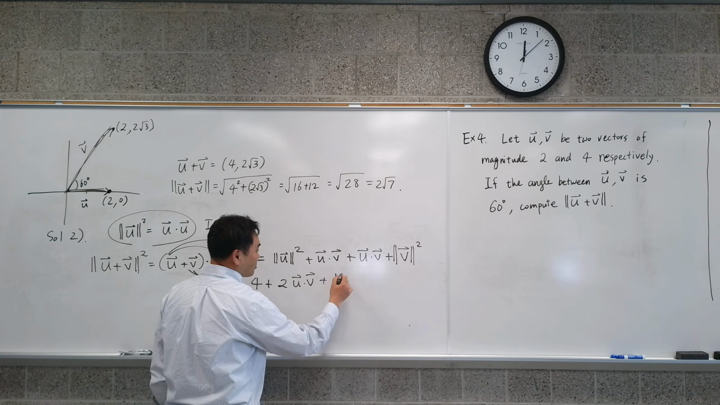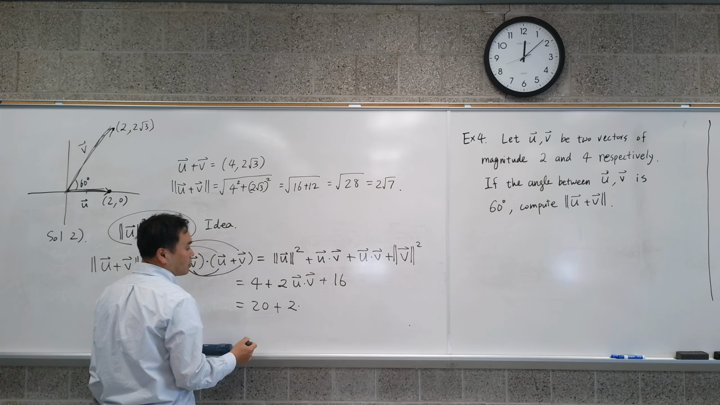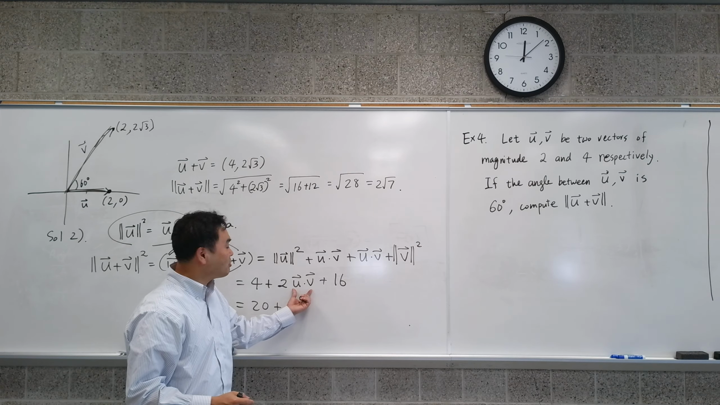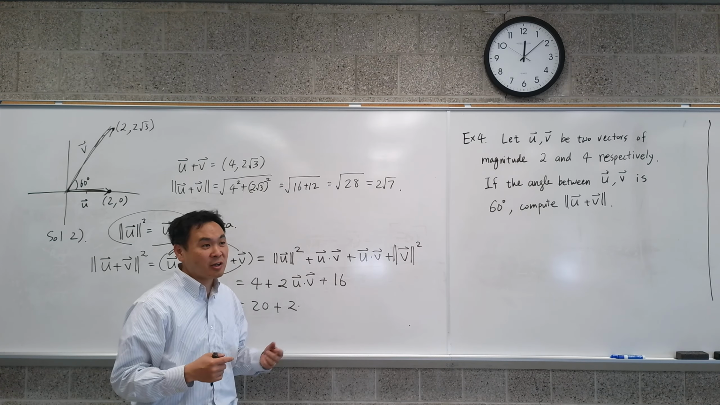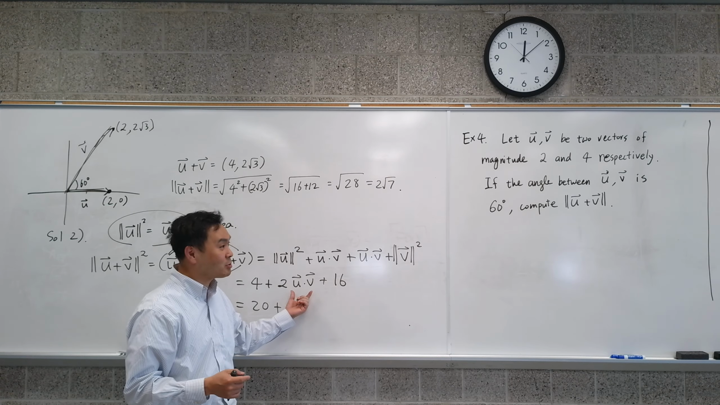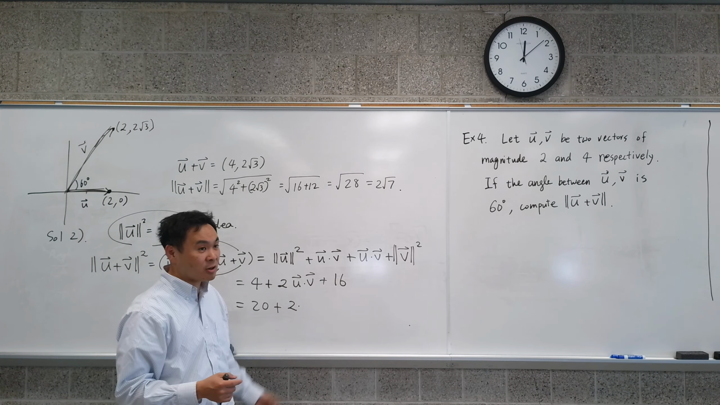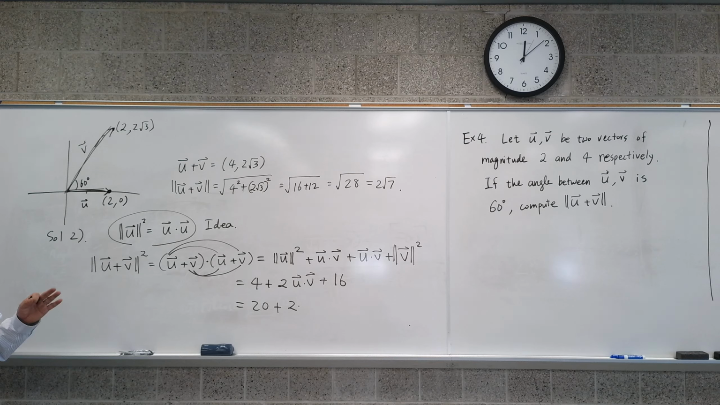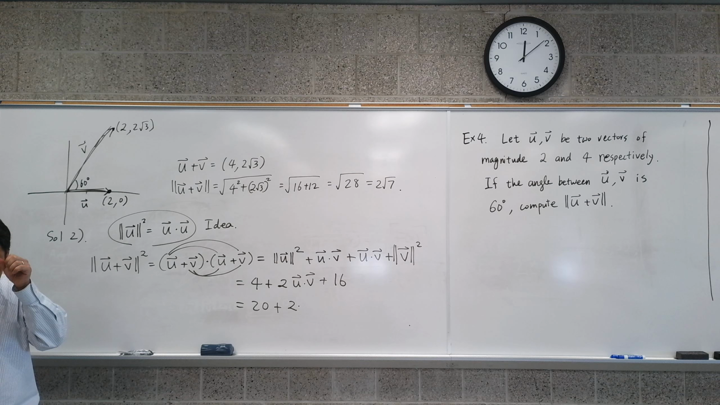16 plus 4 is 20, plus 2 times, now, we've been calculating the dot products purely by doing coordinate-wise multiplication and add, right? But this is different because we don't have the coordinate form, okay? So how can we calculate the u dot v? Any ideas? If you're given the norm of u and v and the angle between them, how can we calculate u dot v?